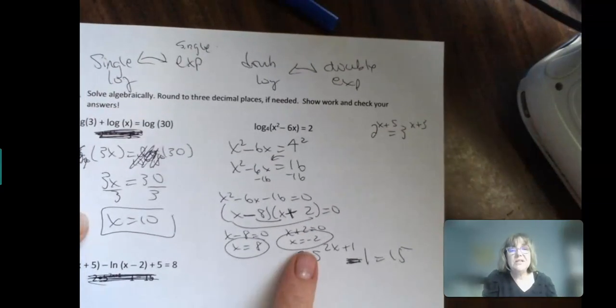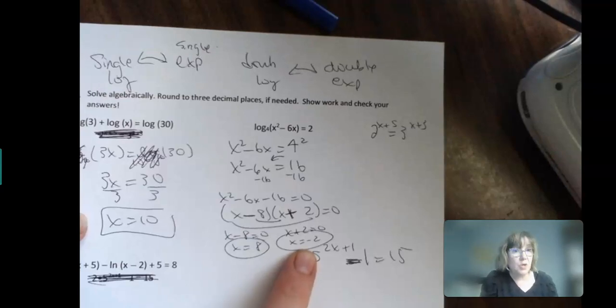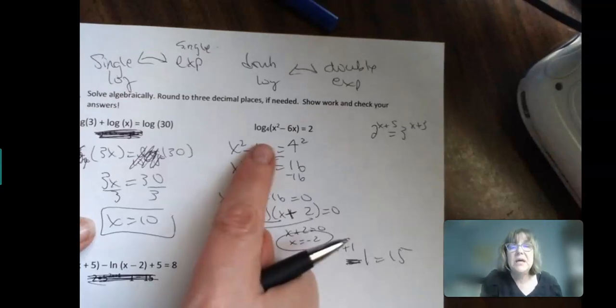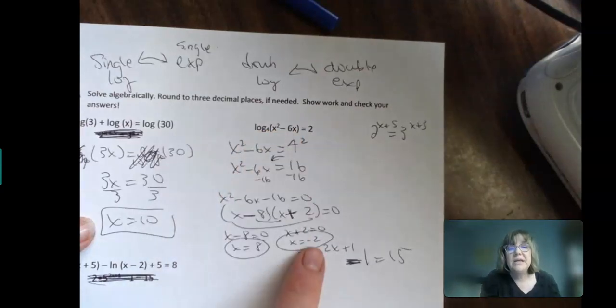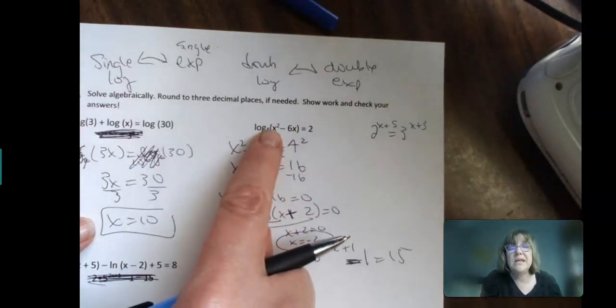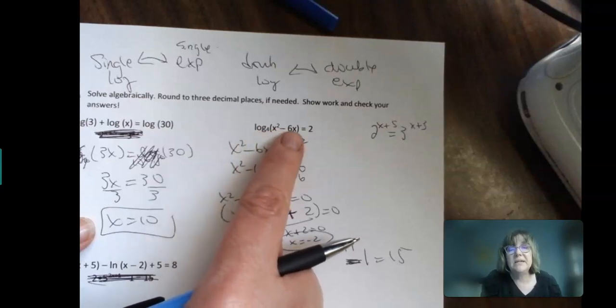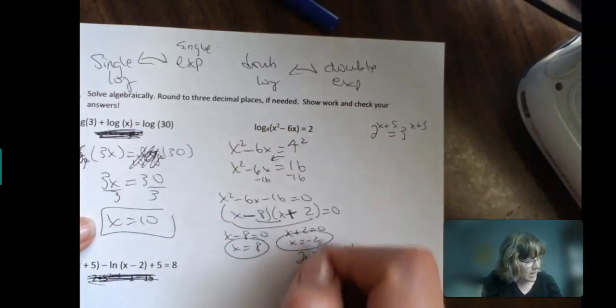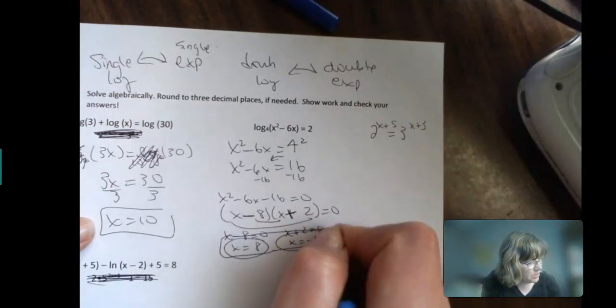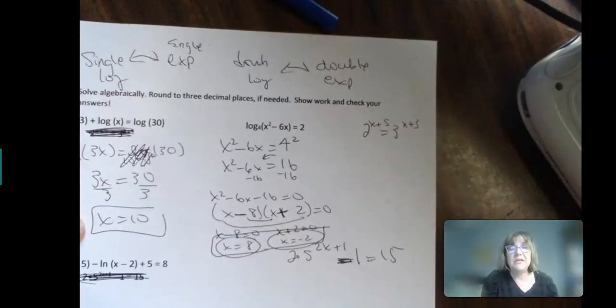Now, check your answer. Just because you have a negative doesn't mean it's a no-no or 0. You have to sub it in. 8 squared, 64 minus 48, we're going to be fine. Negative 2. A negative 2 times a negative 2 is what? A positive 4 minus a negative times negative would be a positive 12. So even though this is a negative 2, when I sub it back in, I don't get a negative. So I am thinking I'm going to get 2 answers there. Again, I'll check it with graphing in a little bit.